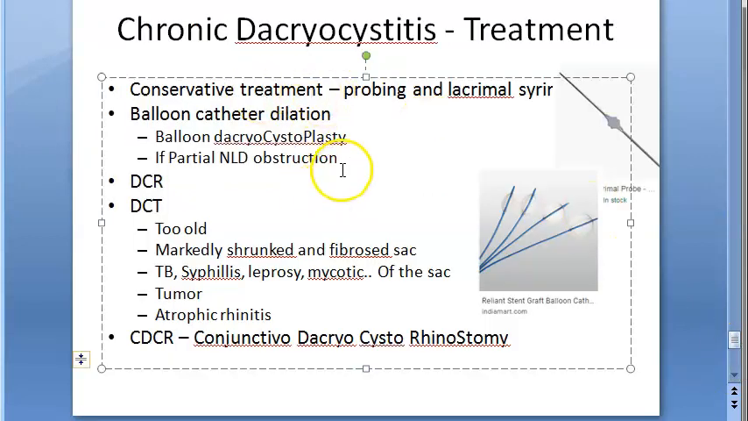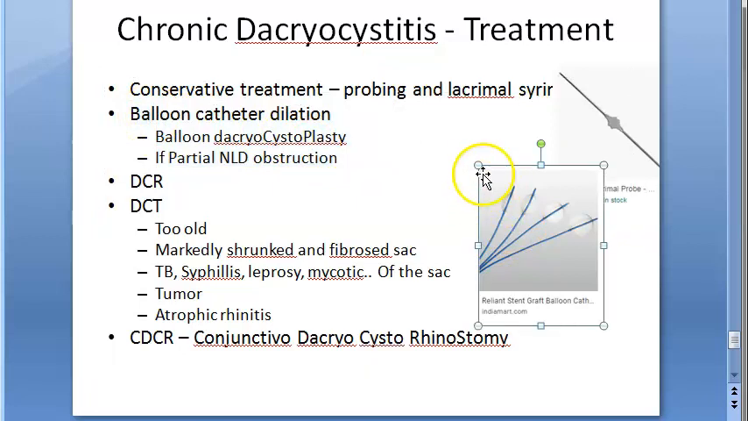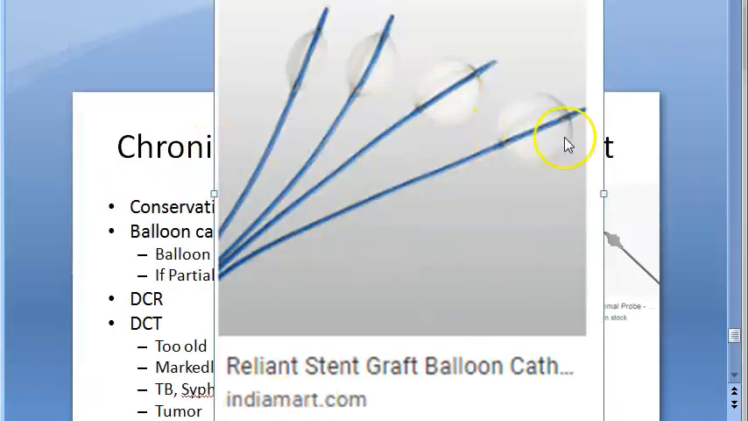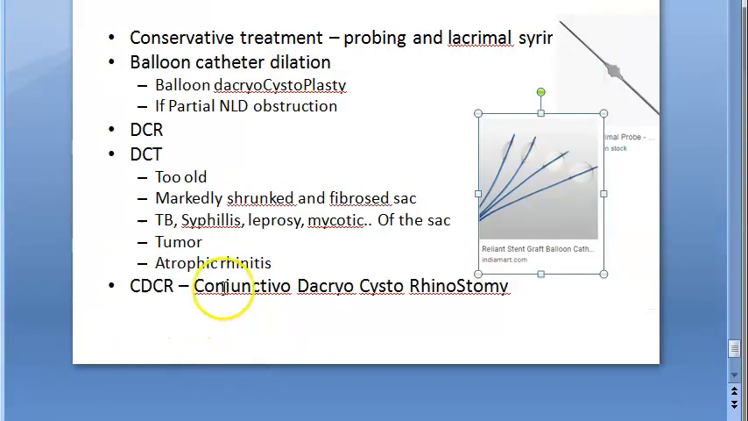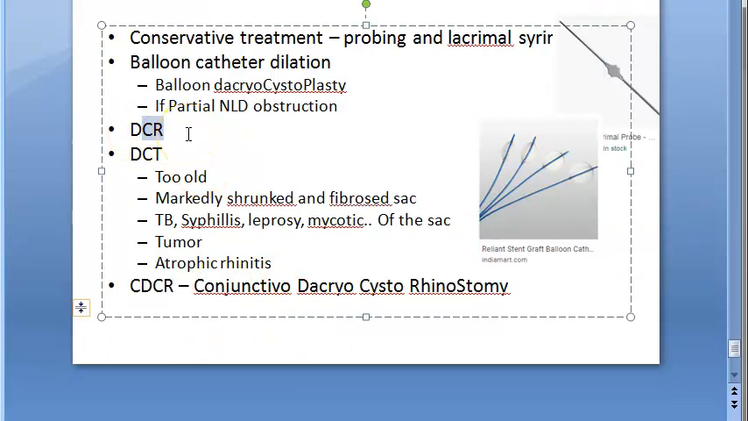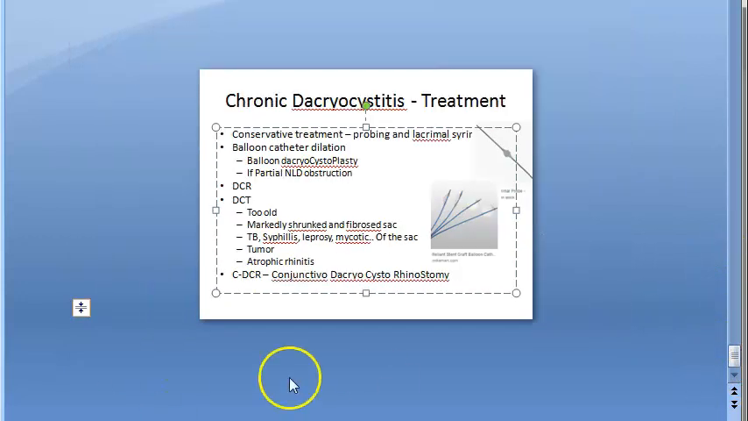Now let us look at the treatment. Conservative treatment is probing and lacrimal syringing. If that doesn't work, you have the balloon catheter dilation. You have seen the balloon catheter, with a balloon at the end of the catheter. Then you have the dacryocystorhinostomy, then the dacryocystectomy, then the conjunctivodacryocystorhinostomy, which is nothing but a CDCR. That is easier to remember: DCR, CDCR.